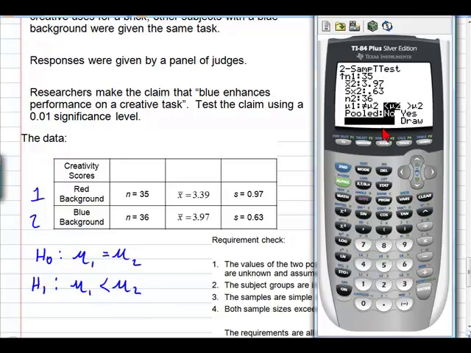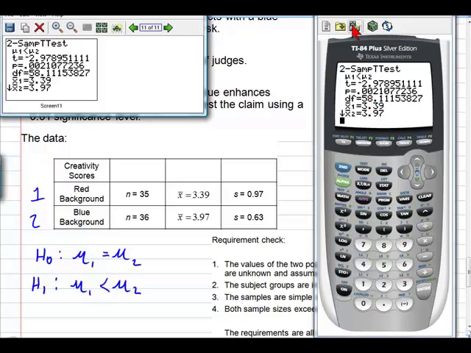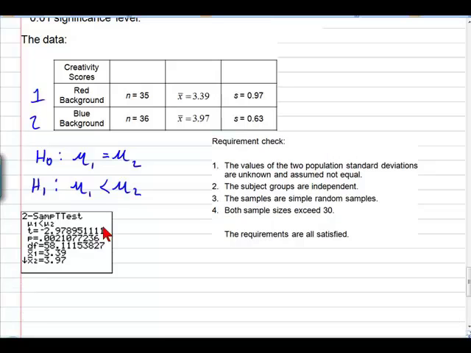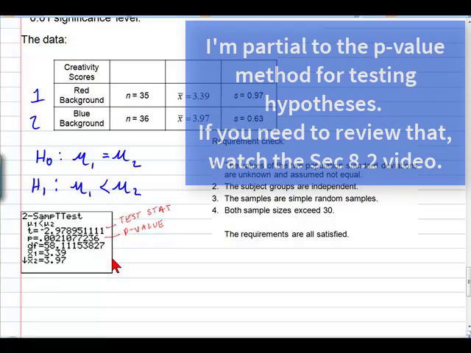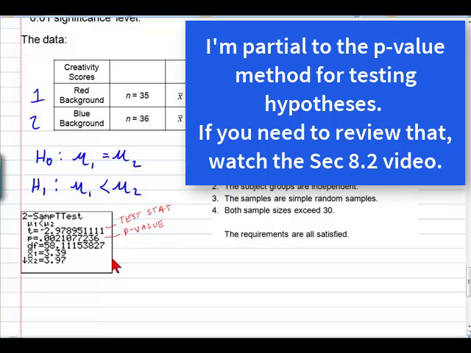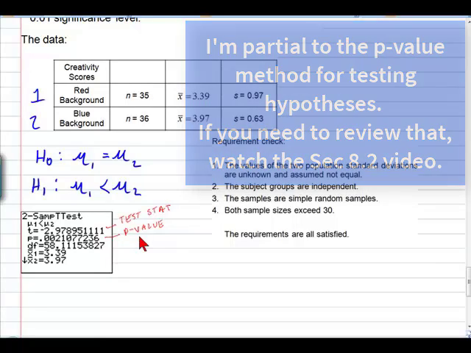So now we don't touch the pooled. We hit calculate, and here are the results. Our test statistic is going to be what? Our test statistic is this value right here, the t. This number is our p-value. And then our calculated degrees of freedom were 58.1. We could scroll down and get more information, but in order to form our final conclusion, we have enough information here based on the p-value.